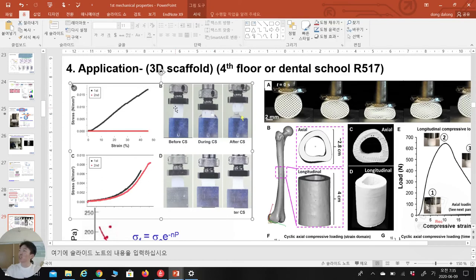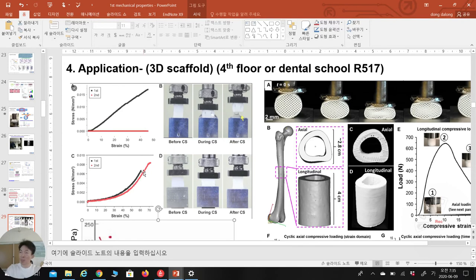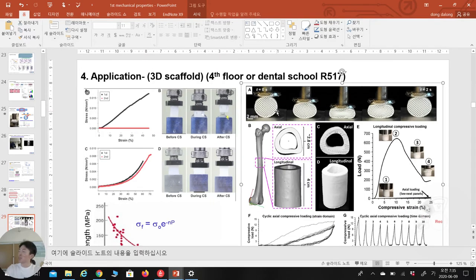So they made this kind of super flexible 3D scaffold. As you know, strain-stress curve. Okay, so once you can understand now, they continuously measured multiple times, first and second time, the strain-stress curve, and they found out they are maintained. They 3D printed this 3D scaffold, and once they apply the compression and then release it, you can see this 3D scaffold maintains its structure.